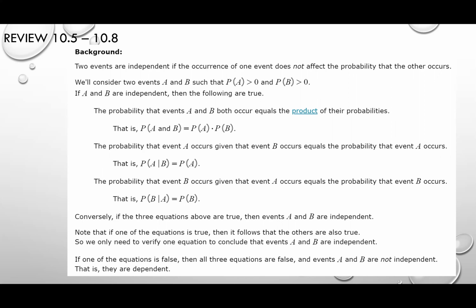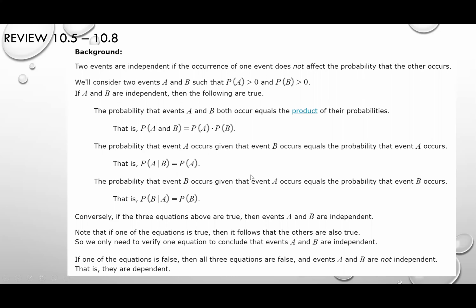So basically these are the three criteria that you want to verify. If the multiplication of the two is equal to the intersection, then they are independent. If A given B is equal to A, then they are independent. If B given A is equal to B, then they are independent. Keep in mind those three.